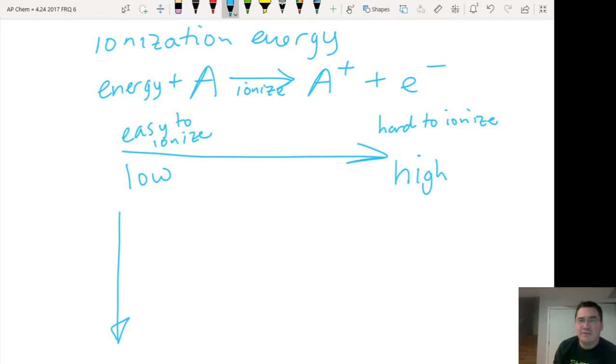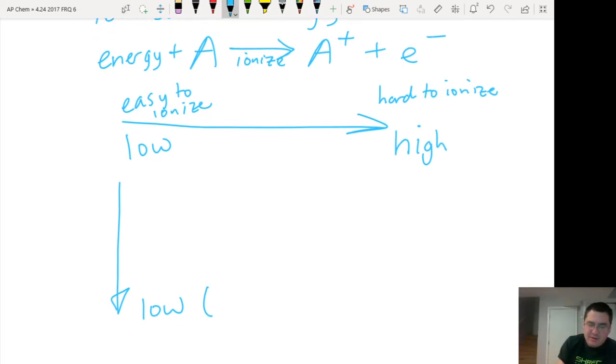Which ones are the hardest? The bottom? The bottom ones are low. Why are the bottom ones easy to ionize? Why would the bottom ones be easy to remove? Is it because it has more shielding?